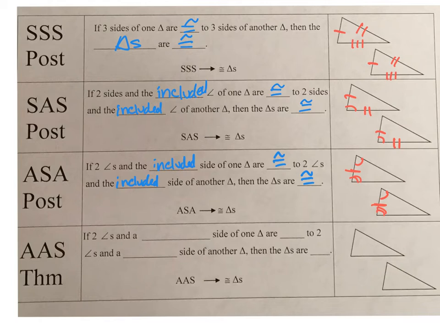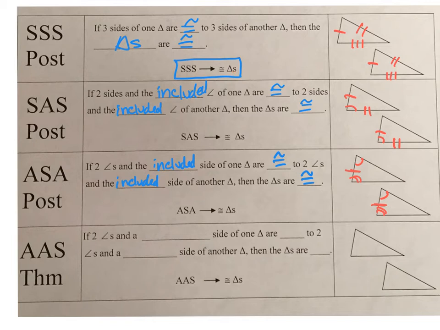Now, I forgot to mention that these postulates can be written in shorthand form. So draw a box around this statement, okay? This is the shorthand way that we will write the side-side-side postulate. It just says SSS, our shorthand for three sides of one triangle congruent to three sides of another triangle, and that will imply that we have congruent triangles.